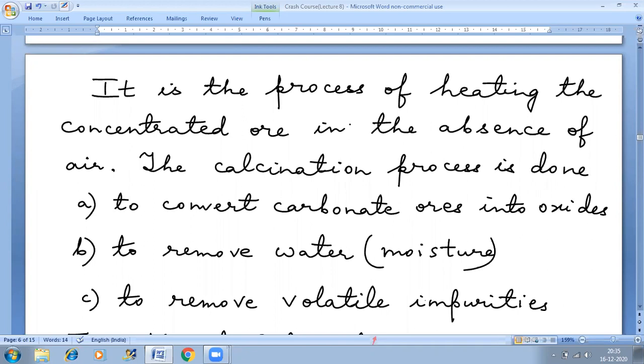The other purpose is to remove water. If any water is present along with the ore, that will be evaporated out because I'm heating the ore. So the water will go out. And also I want to remove some other volatile impurities. Due to the heat supplied, all volatile impurities will move out as gases. So ultimately, I'll be left only and only with the oxide of the metal.